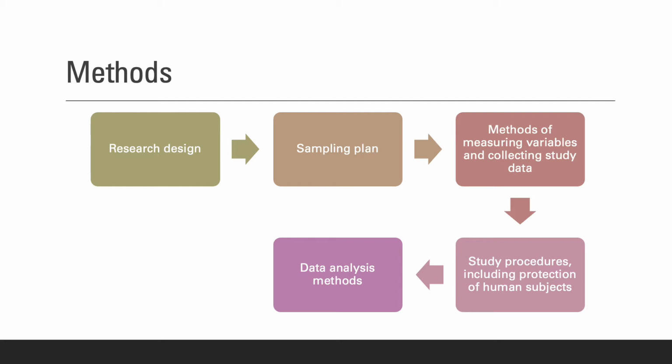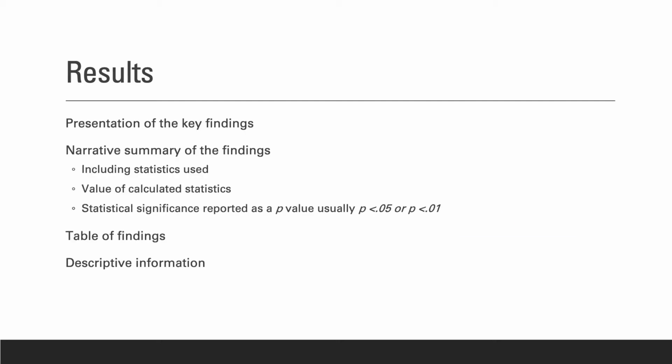The methods section for qualitative and quantitative research will be slightly different, but we will discuss that in more detail in future chapters. For now, let's focus on the basics. The methods section should include the research design, a sampling plan, the methods of measuring variables and collecting study data, study procedures including protection of human subjects, and data analysis methods.